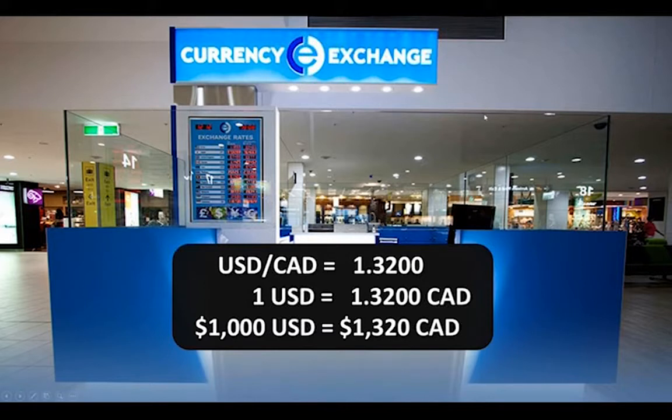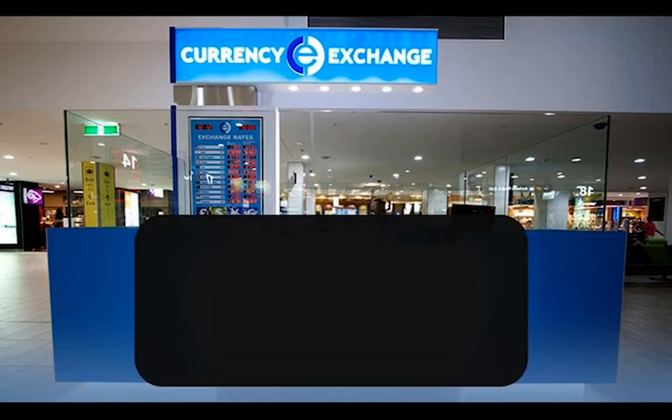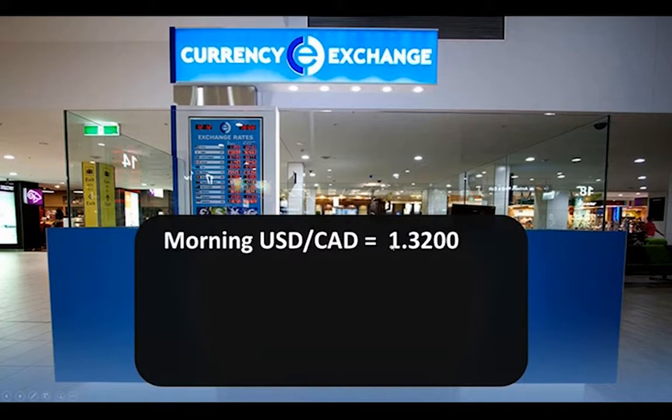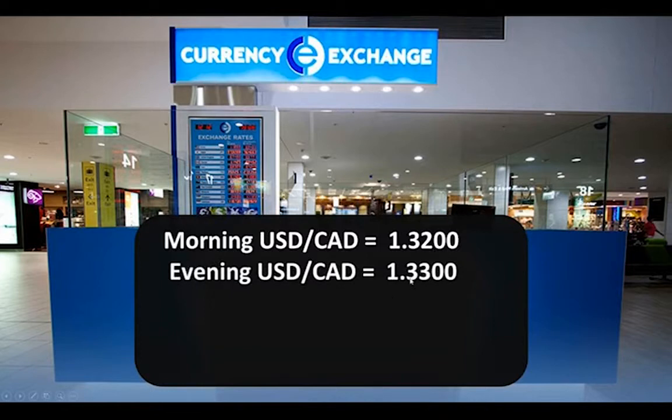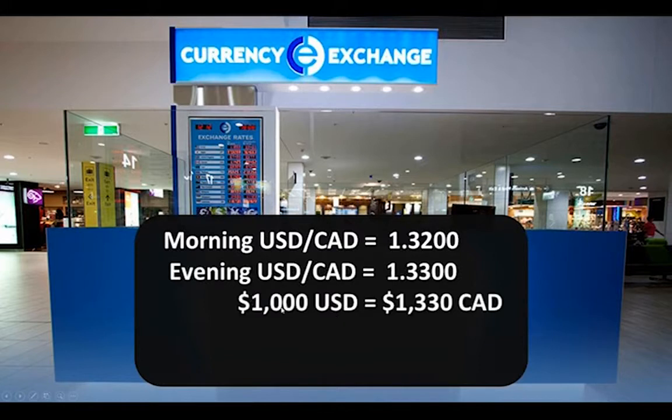Now, let's just say at the end of the day, we're coming back from Canada, and as we're coming back into the United States, we see that the US dollar Canadian dollar exchange rate, in the morning it was 1.32. In the evening, let's say that it went up 1 penny. Let's say the exchange rate is now 1.33. So what that means is that our 1,000 US dollars are now going to be worth 1,330 Canadian dollars. So very basically here, when we exchange our Canadian dollars back, we would get back $1,010. So we just made $10 profit off of that 1 penny movement right there.